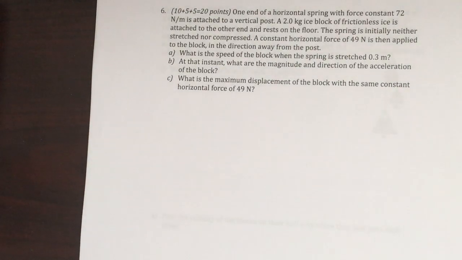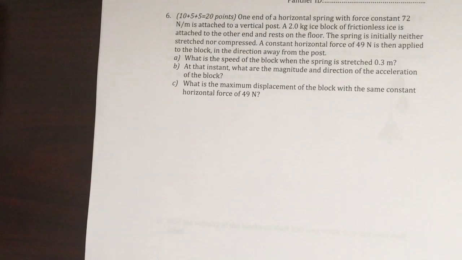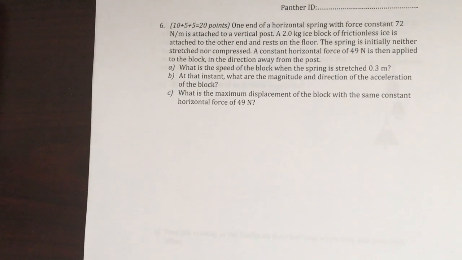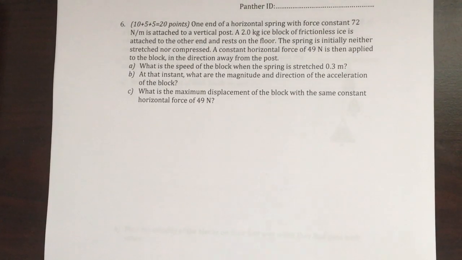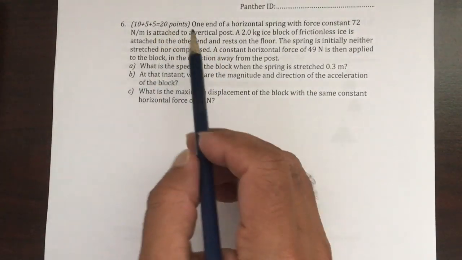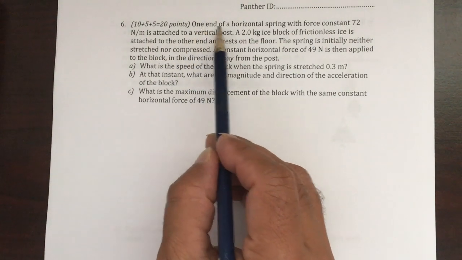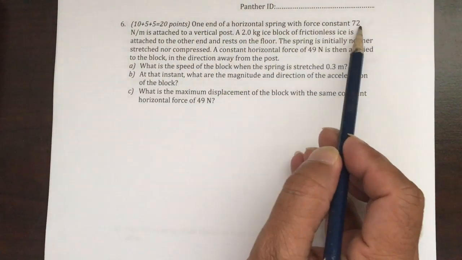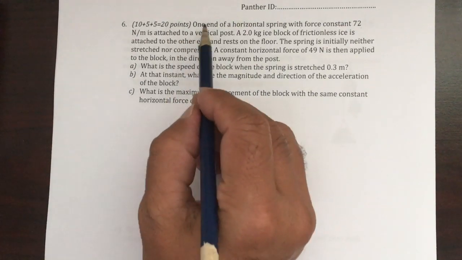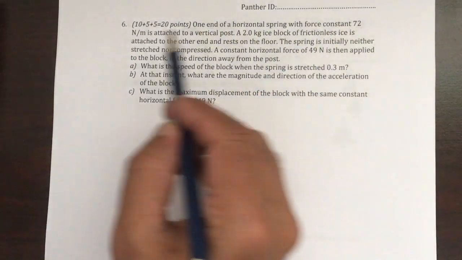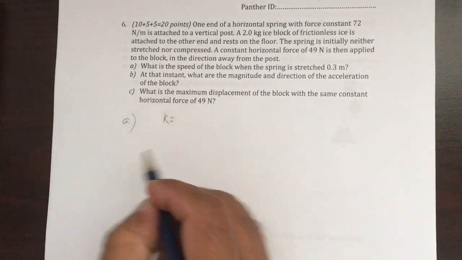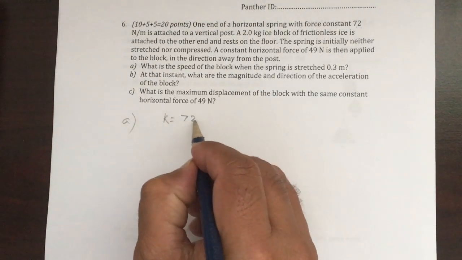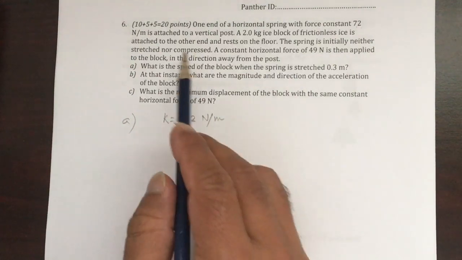Now the long one. Of course, your time is about 1 hour, the total class time. Let's do this one: one end of a horizontal spring with a force constant of 72. Okay, this is a long question. So the force constant is K, let me start with part A. K equals 72 Newton per meter.